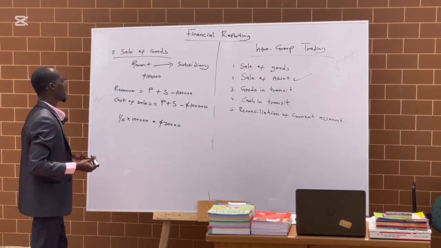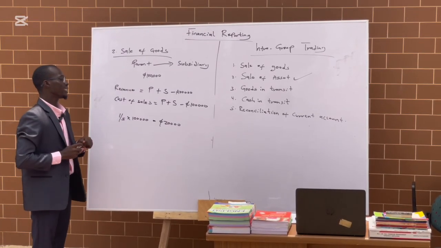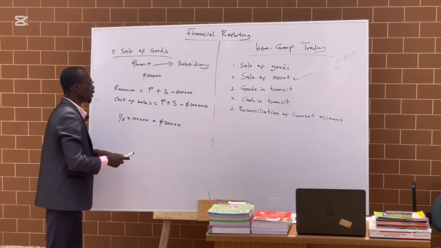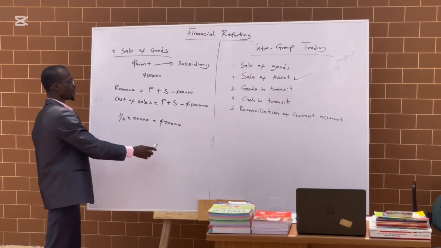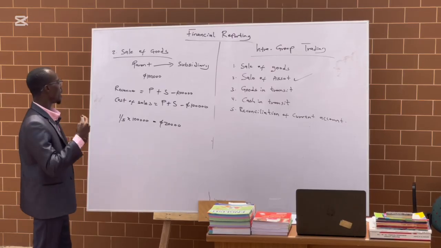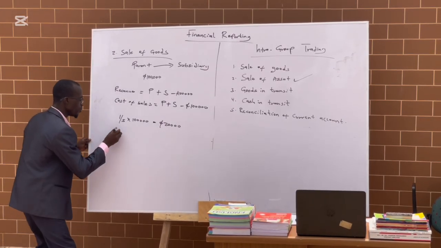So it means that this one will be goods that is still with the subsidiary at the end of the day. So what you do is you need to calculate the profit that the parent was supposed to get from this 20,000, because the parent is not realizing it. That's why we bring in the provision for unrealized profit. That's the PUP. So the PUP comes in.